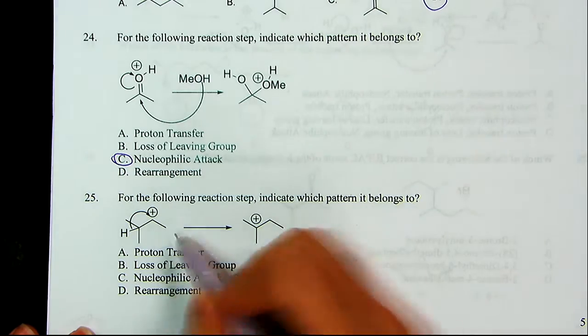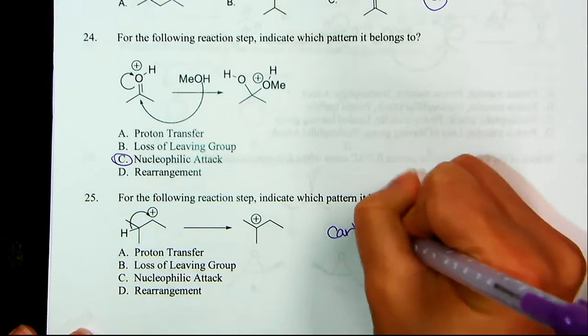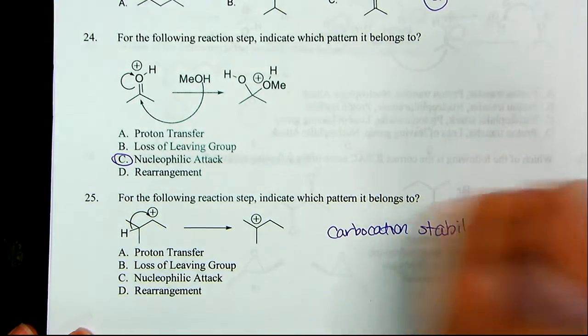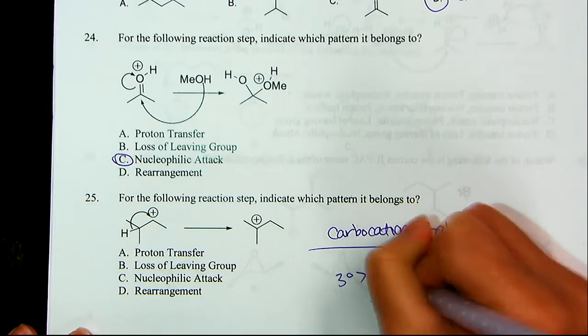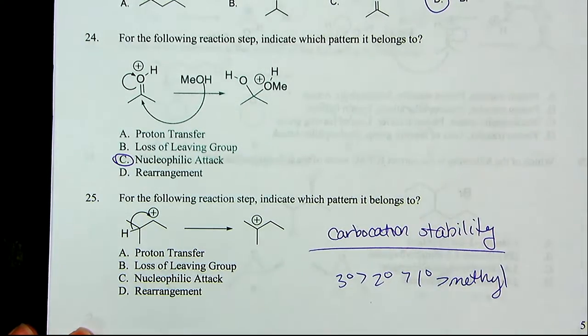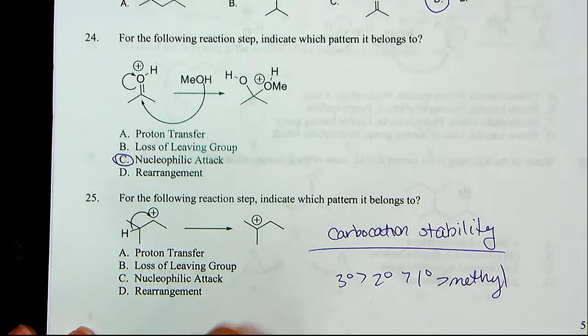So here we have a rearrangement again. Remember when we go for carbocation stability, tertiary is the most stable, followed by secondary, followed by primary, and then the methyl position. Same thing with radical stability, so carbocation and radical stability are the same. So in this case, you go from a secondary carbon to a tertiary carbocation, a rearrangement reaction.